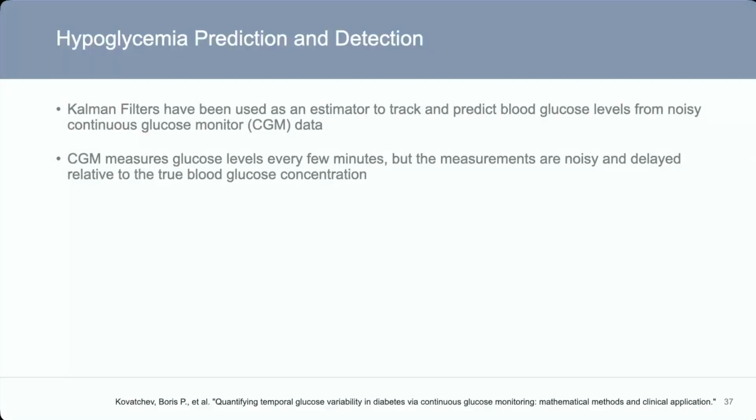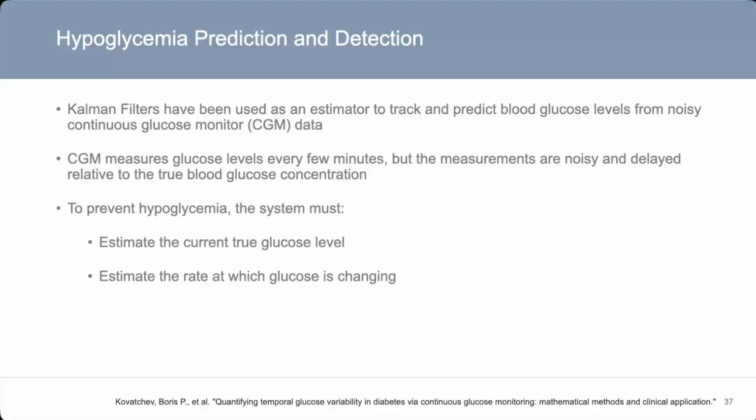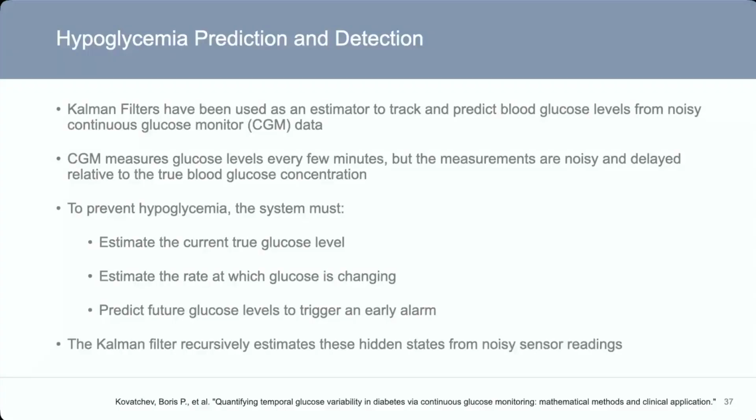Now, CGM measurements give us glucose levels every few minutes, but the measurements themselves can be noisy and delayed. But to prevent hypoglycemia, the system must estimate the current true glucose level, estimate the rate at which glucose is changing, and predict future glucose levels to trigger an early alarm. Since Kalman filters can model continuous variables, these models have been used in hypoglycemia prediction and detection using CGM.